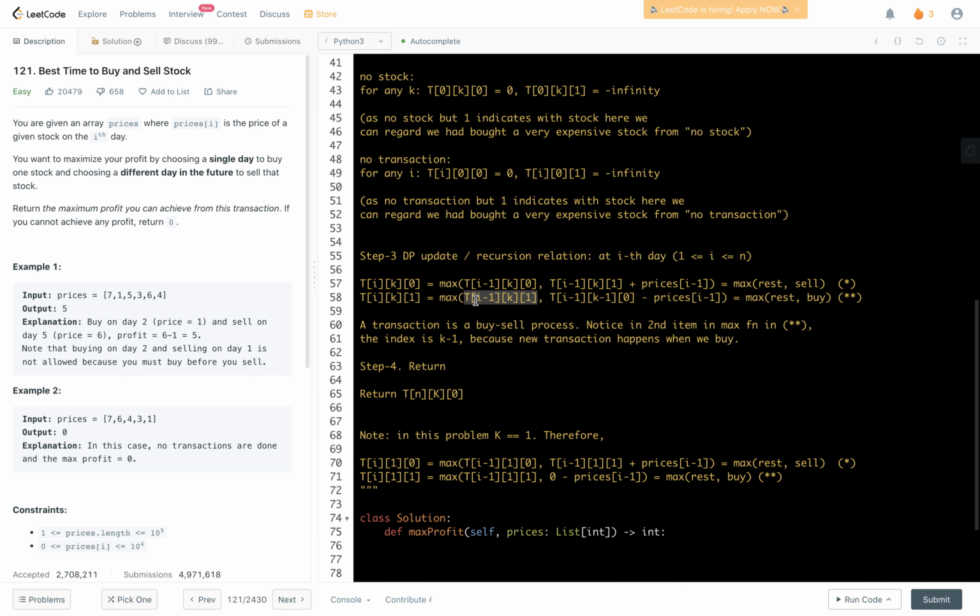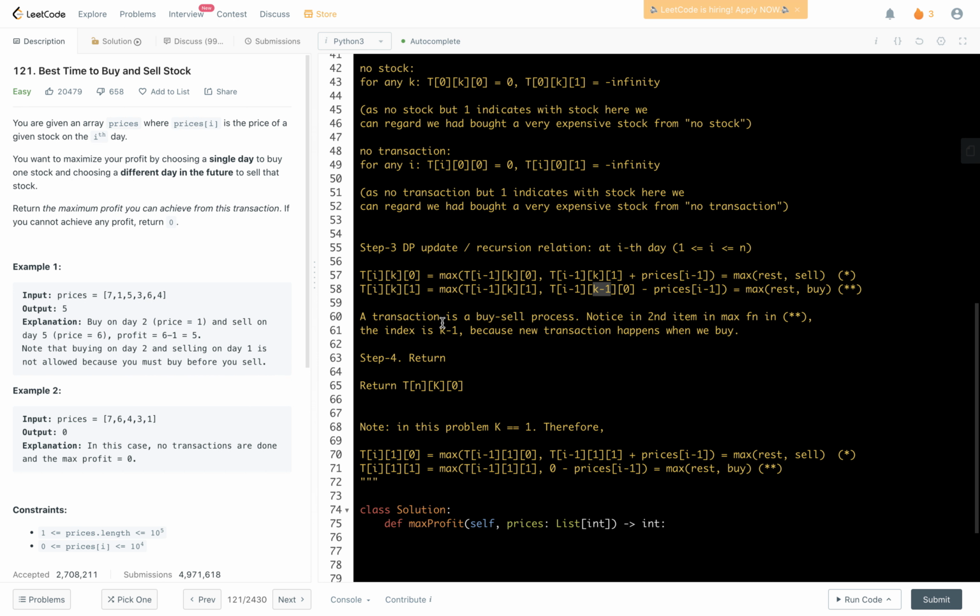It means that the first term in the max means at day I, we can choose to rest or do nothing because at day I-1 we have stock. Or we can choose to buy stock. The reason is that at day I-1 we have no stock, so we buy. If we buy, actually we decrement the profit state.